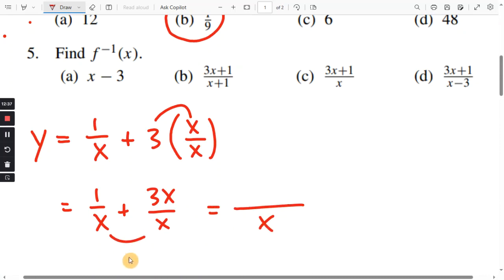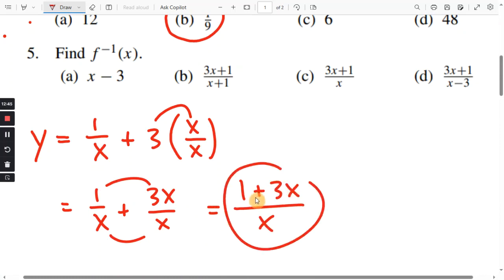See that common denominator, and 1 plus 3x is the numerator. And that is answer B. 3x plus 1 or 1 plus, whoops, nope. Wrong again. That is answer C. 1 plus 3x, 3x plus 1, and x is in the denominator, so that's good.